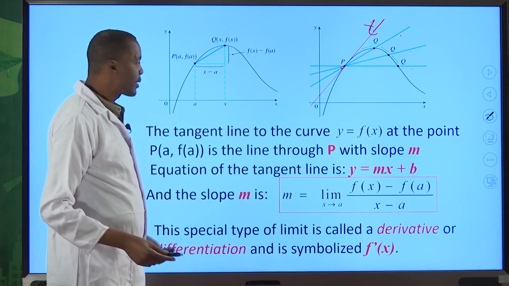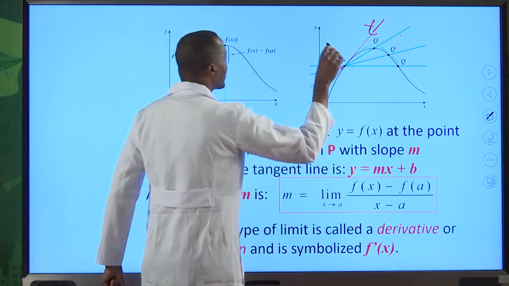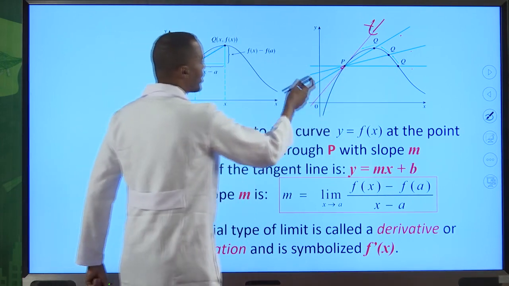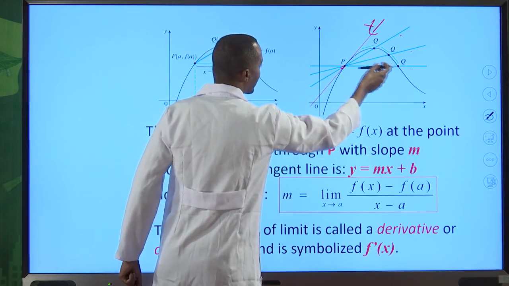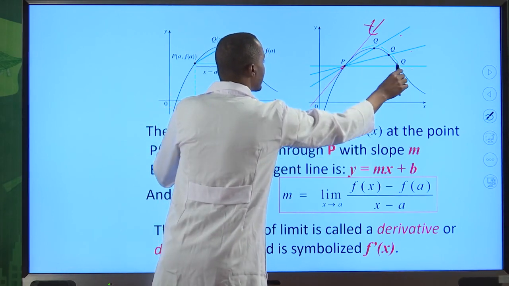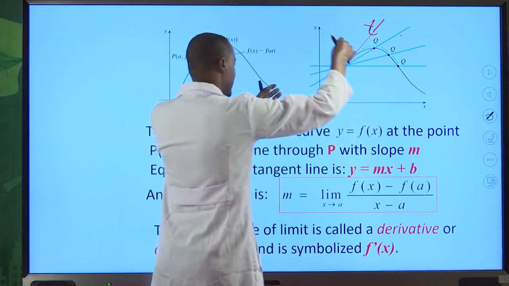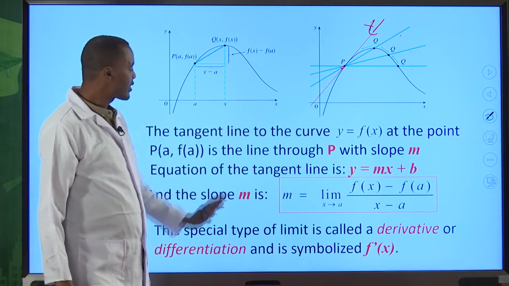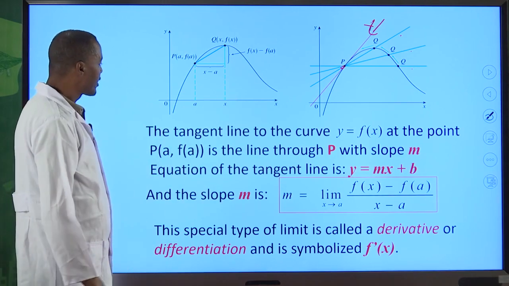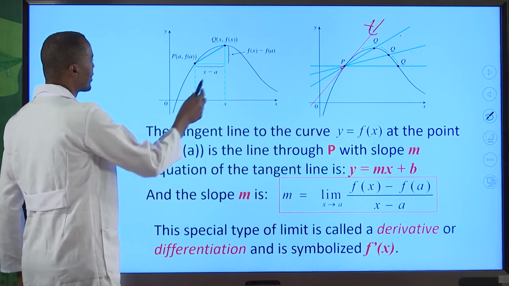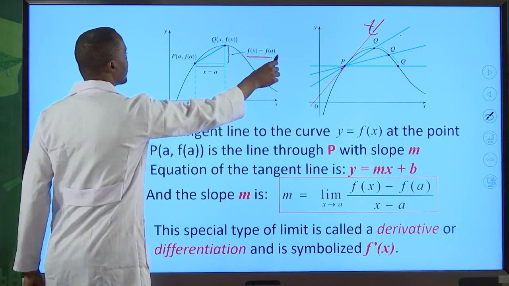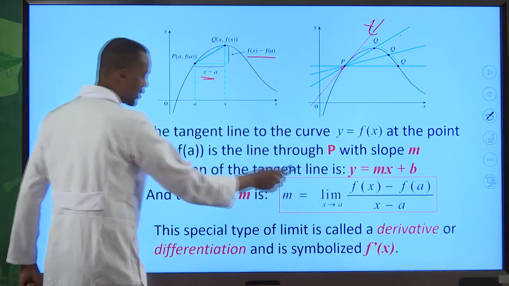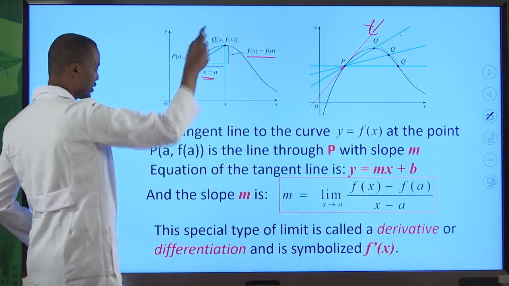So we are able to find the slope of the curve at a particular point by making a tangent line to that point, by first drawing a secant line and moving this point Q towards P until they become close enough to each other that they only make a tangent line. The slope of that line is obtained as the vertical increment, that is f of x minus f of a, divided by the horizontal increment, that is x minus a. That is the slope of this line.